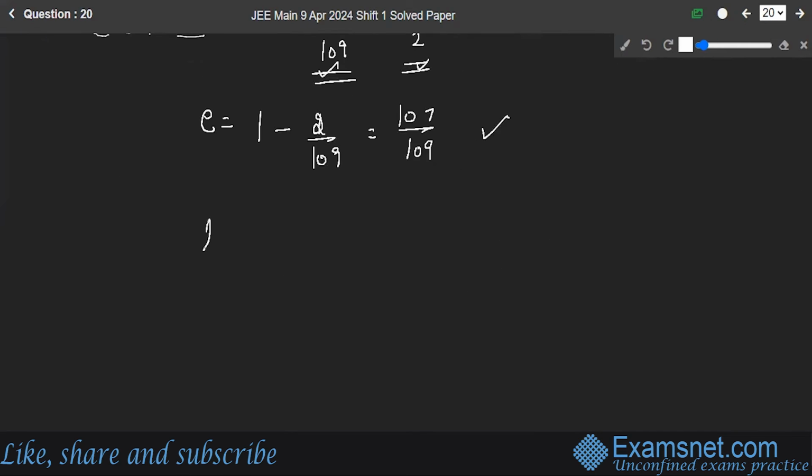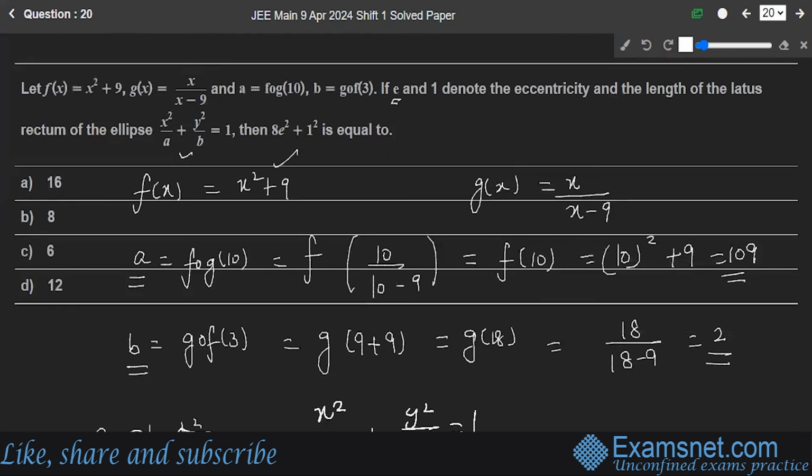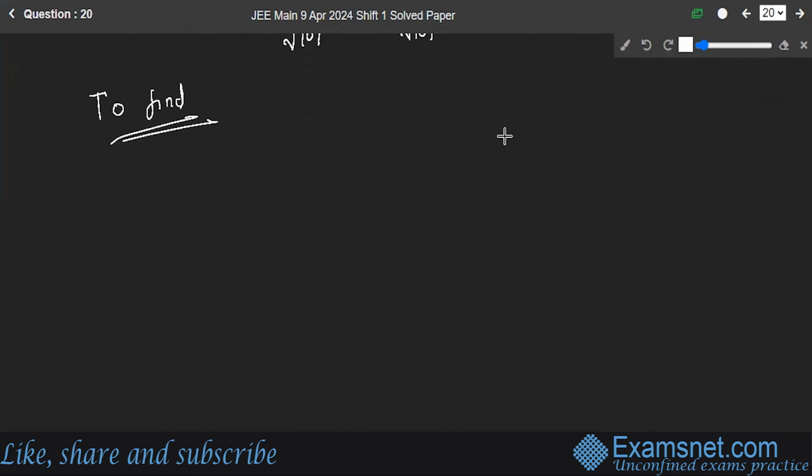And the length of the latus rectum, this is given by 2 into b square upon a. B square is 2 upon root of a, which is equal to root of 109. So this is equal to 4 upon root of 109. And what you had to find was 8e square plus l square. This is not 1, this is l. 8e square plus l square.